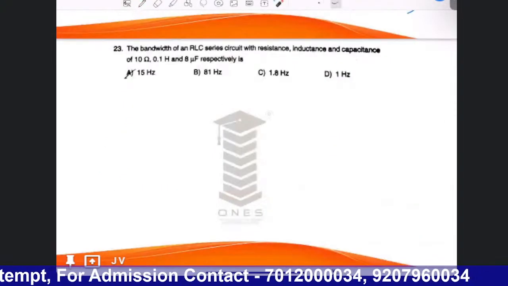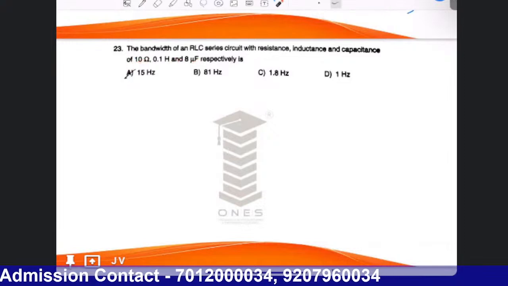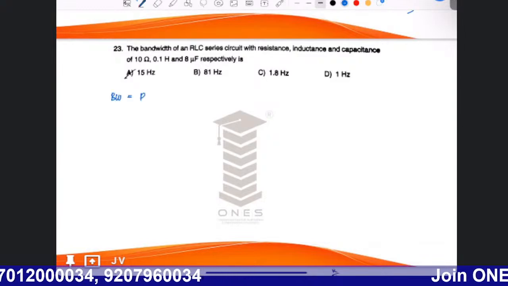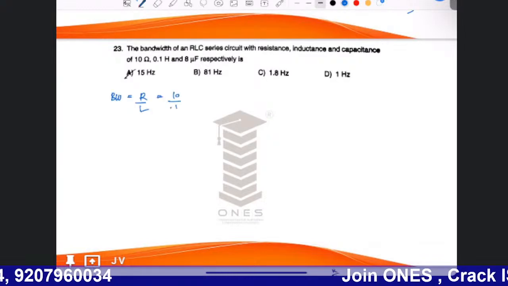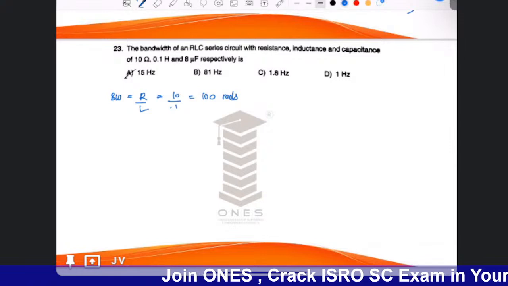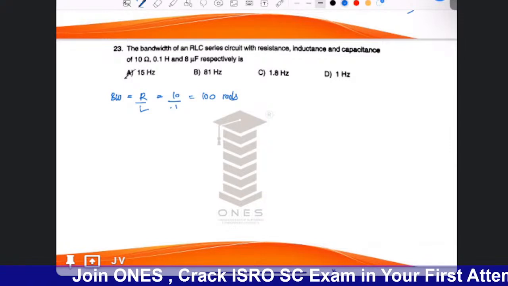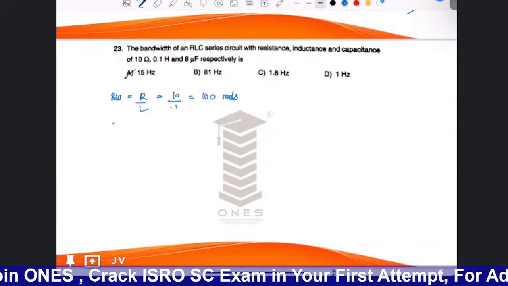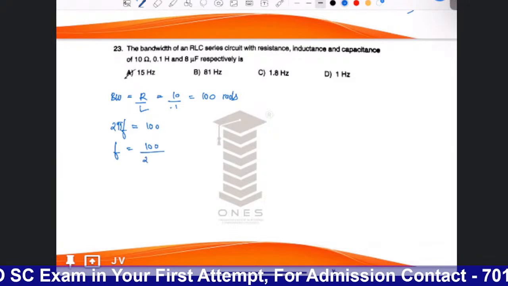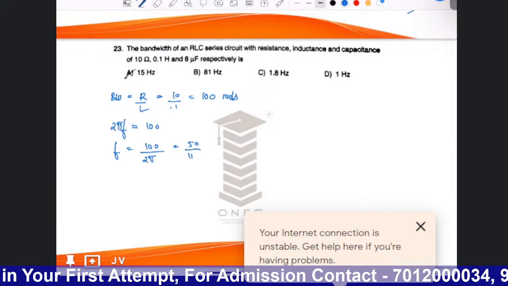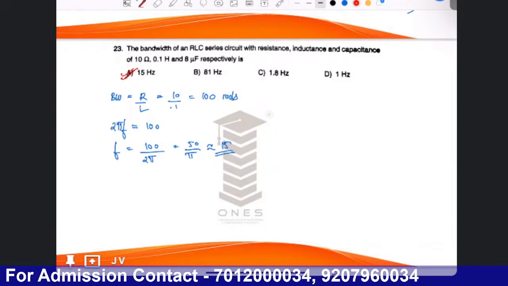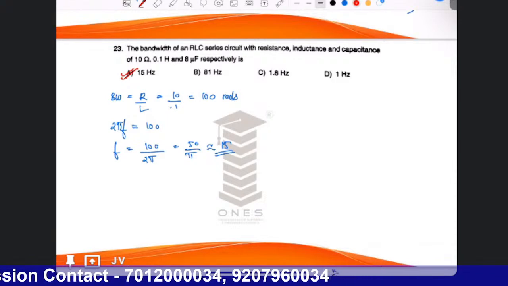Question number 23. ഒരു RLC സീരീസ് സർക്യൂട്ട് ആണ്. RLC എല്ലാം ഉണ്ട്. You are asked to find out bandwidth. So bandwidth is R by L. What is R by L? 10 by 0.1. That is 100 radians. ഇതാണ് bandwidth. You want in hertz. So you know bandwidth in radians is equal to 2 pi f. So 2 pi f is equal to 100. F is equal to 100 by 2 pi or 50 by pi. 50 by pi is approximately 15 hertz. So answer is option A, 15 hertz.